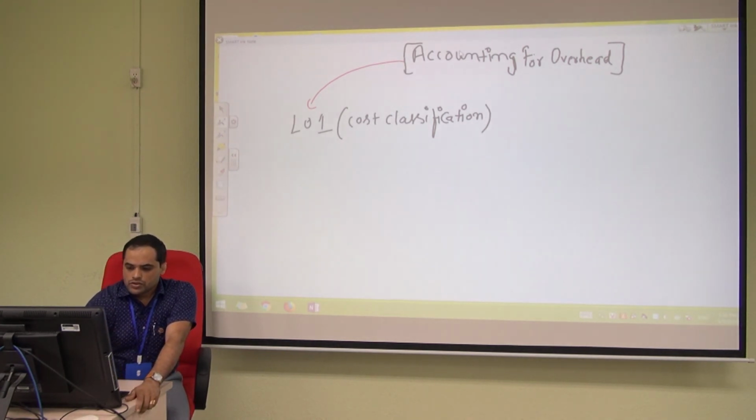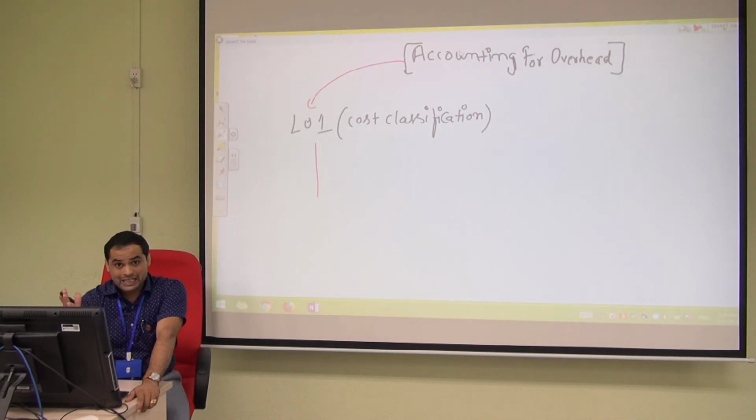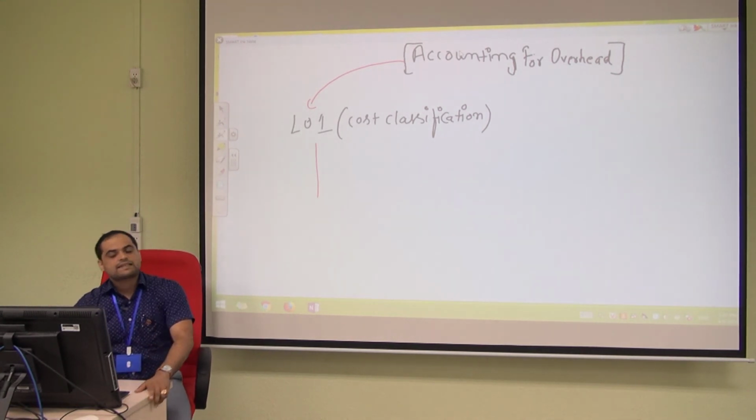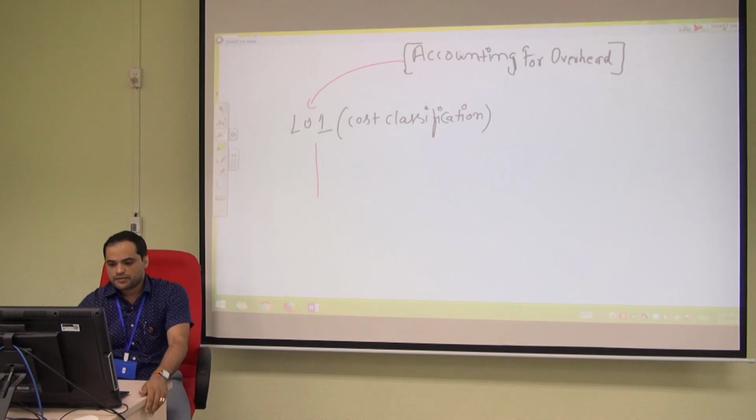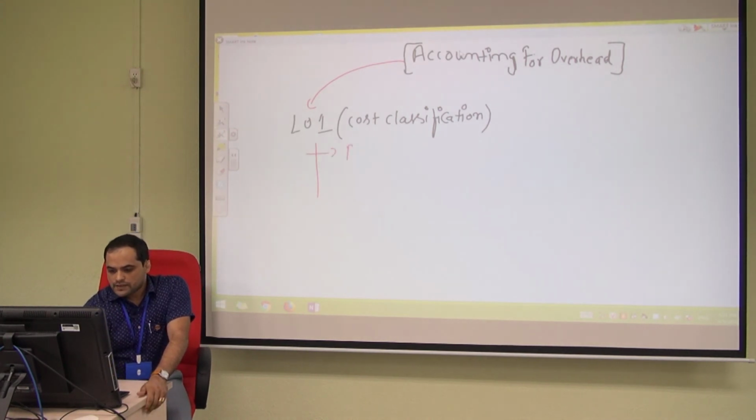So here the cost, according to nature and behavior, is classified into 4 categories. Right. So the first one is a fixed cost. Second one is a variable cost.